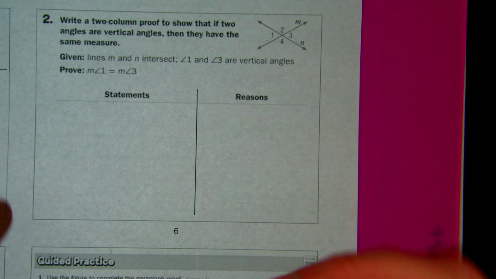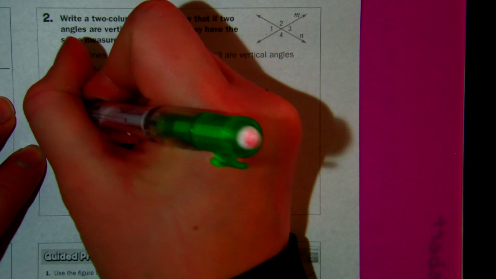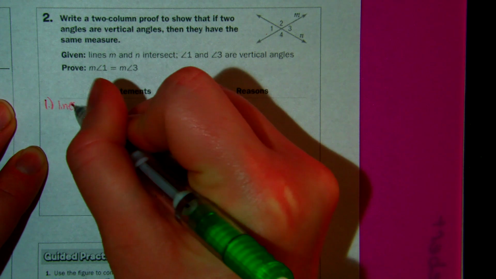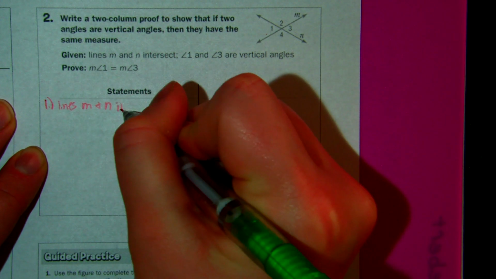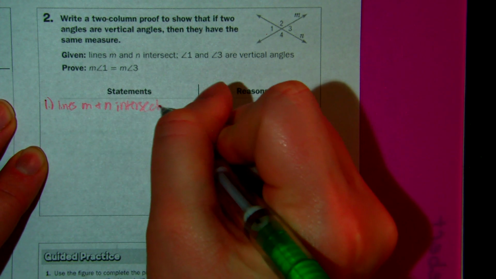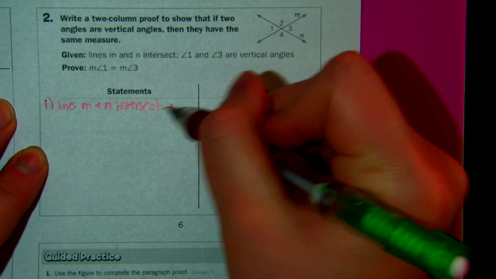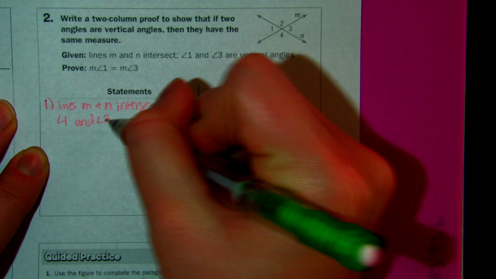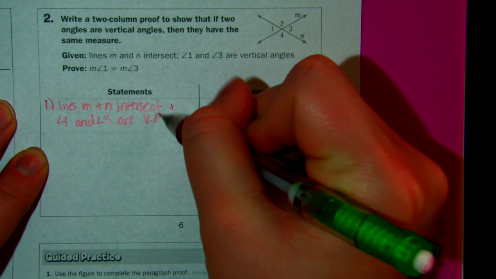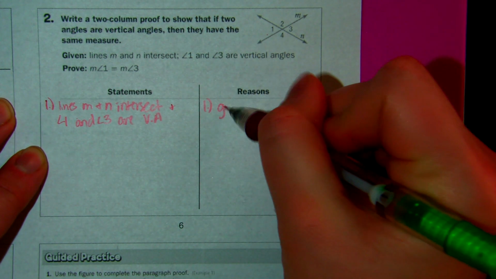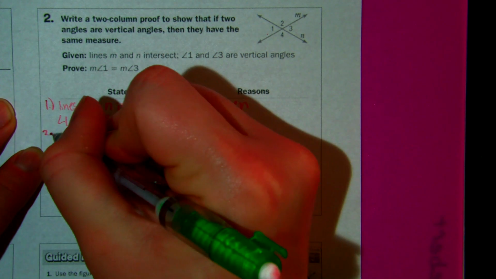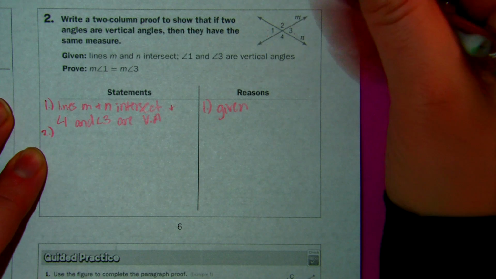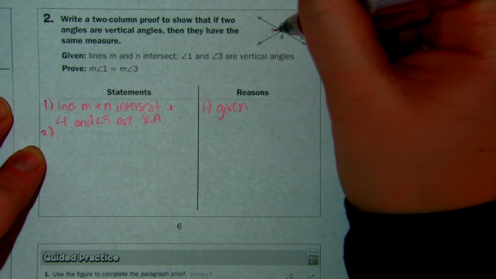But what are we given? So statement 1 is that lines M and N intersect, and angle 1 and angle 3 are vertical angles. Our first statement will always be given. Our second statement, so we know that these two are vertical. Well, what do we know about the other angles that we have to work with? We have to prove that angle 1 equals angle 3.